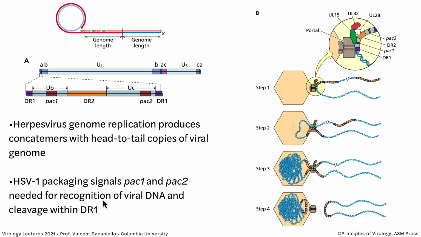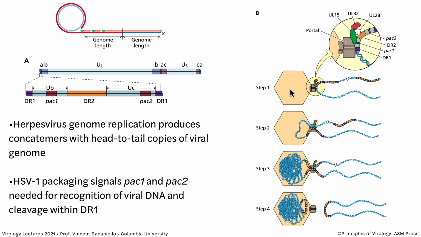So the PAC1 and 2 are needed for recognition of the DNA by the capsid. And then the DNA is then cleaved within DR1. And you'll see how that happens now. So here on the right is how the packaging works. So there's an empty capsid, the brown icosahedron there.